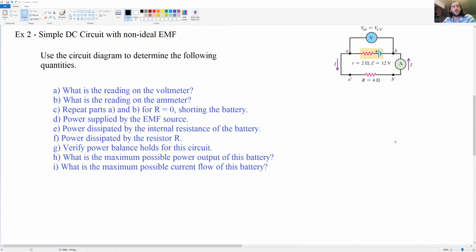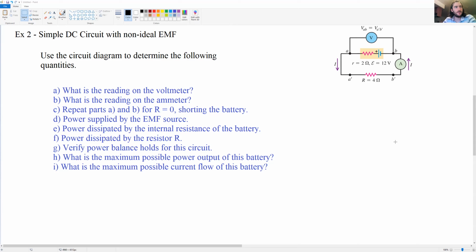In other words, you're going to short the battery. When you short the battery, what is the measurement for the voltage? What is the measurement for the current? And, you know, it's obviously a bad idea to short a battery.